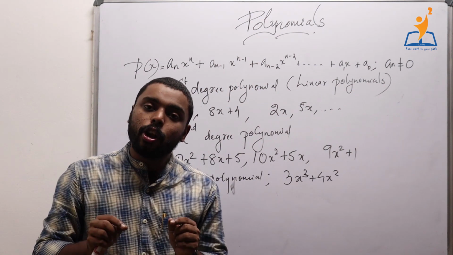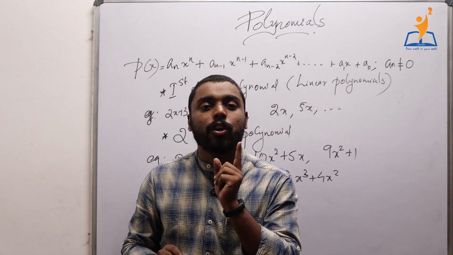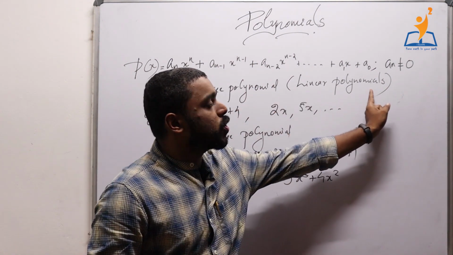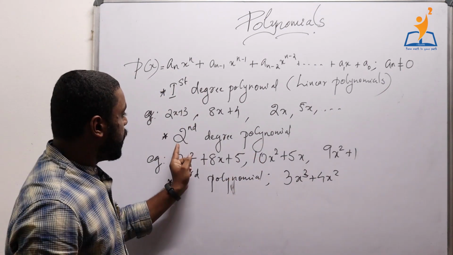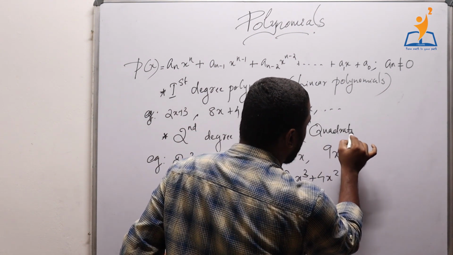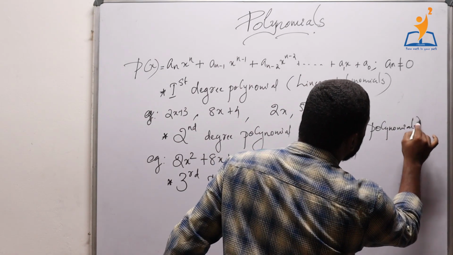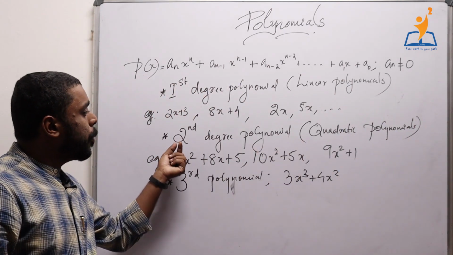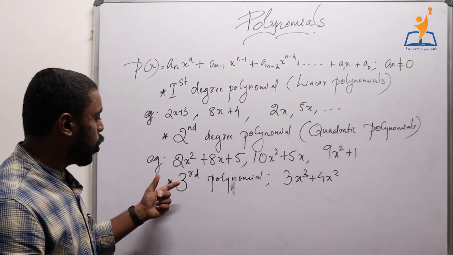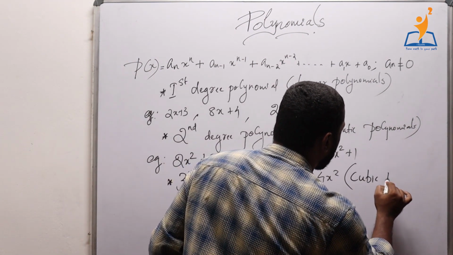So linear polynomials are nothing but those polynomials with degree 1. Any polynomial with degree 1 is also named a linear polynomial. A second degree polynomial can also be named a quadratic polynomial. So quadratic polynomials are nothing but polynomials with degree 2, whereas a third degree polynomial can also be named a cubic polynomial.